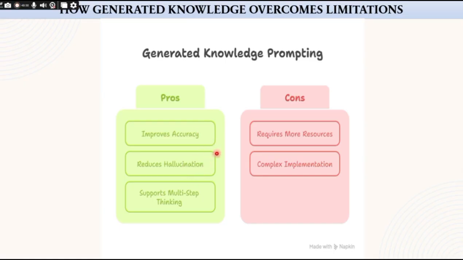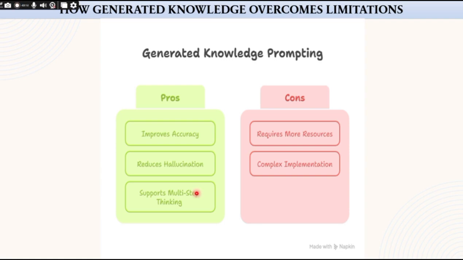Second, it reduces hallucinations. By making the model focus on facts first, it reduces the chances of it making up incorrect answers, especially in factual or technical subjects. Third, it supports multi-step thinking. This method breaks the task into two parts, learning and answering, which mimics how real humans work through unfamiliar questions.